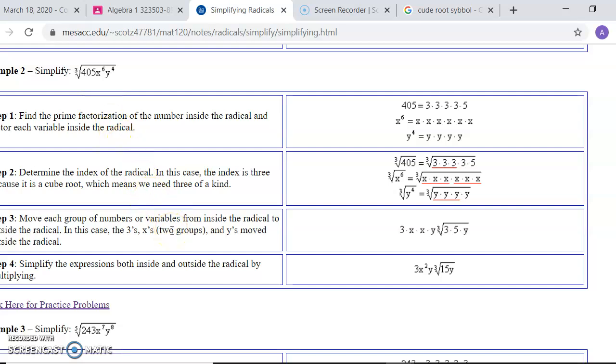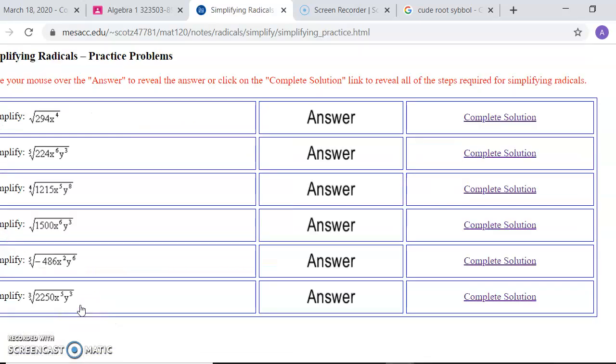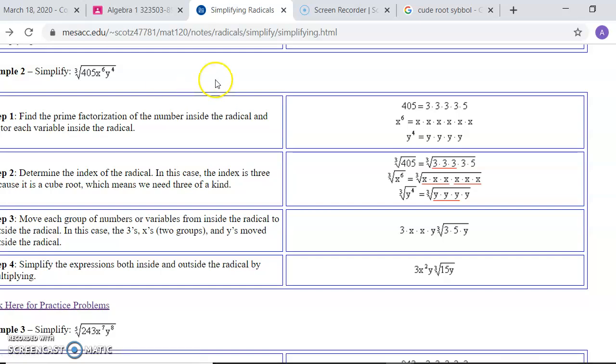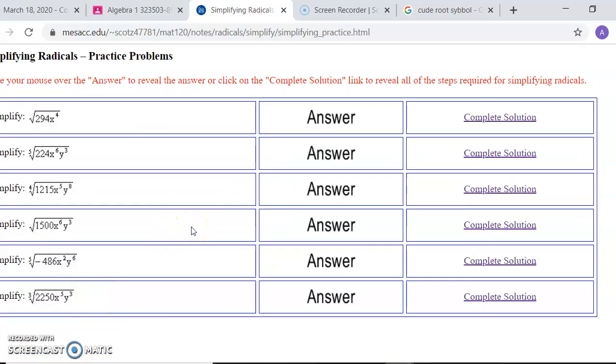So what I want you to do now is click on the practice problems and go ahead and complete these problems. I want you to show me how you went about doing it, the way you see it over here. You're not just looking for the answers. I need to know how you get the answers. So this will be your assignment. I'm going to put it up on Google Classroom so that you can show me how it's done.